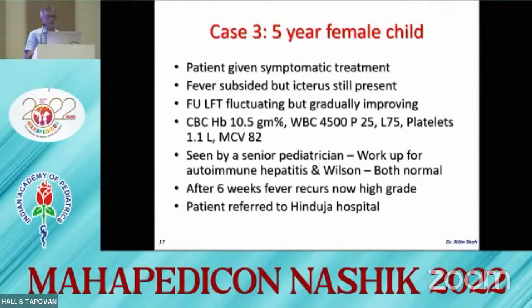Okay, seen by a senior pediatrician as a second opinion, workup for autoimmune hepatitis and Wilson's is done. Both of them are normal. That means the LKM antibodies are not there. Ceruloplasmin and copper studies are normal. After 6 weeks, fever recurs, now high grade, and the patient is referred to me.